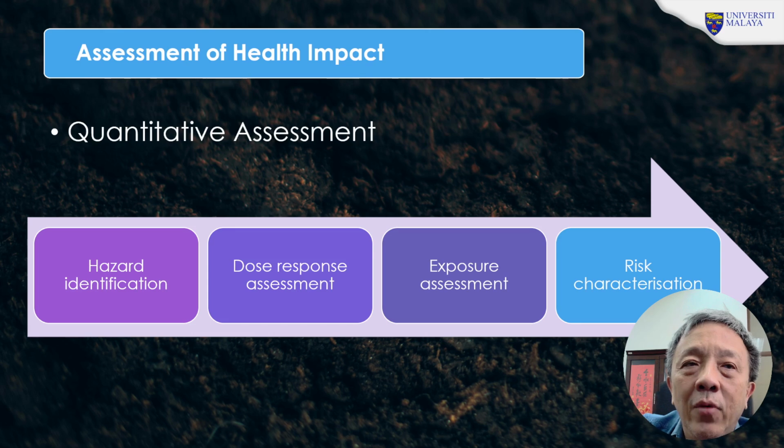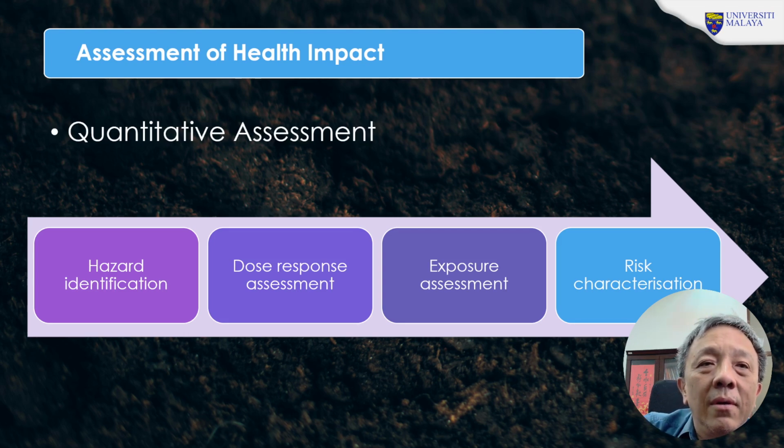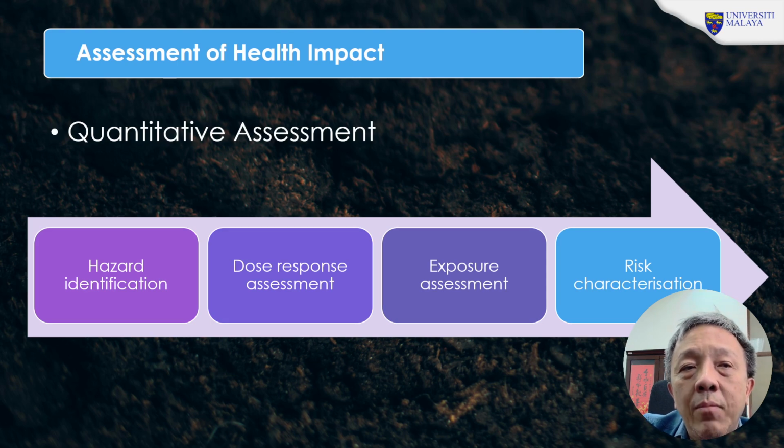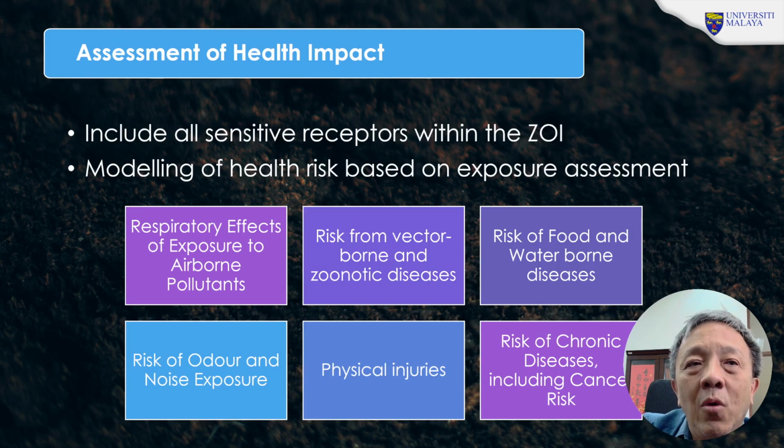Risk assessment framework includes hazard identification, dose response assessment, exposure assessment, and risk characterization. For example, quantifying the relationship between air pollutant levels and respiratory illnesses. Modeling and simulation uses mathematical models to predict potential health outcomes. Examples include dispersion models of air pollutants and their impact.